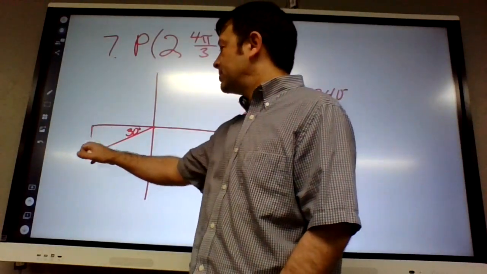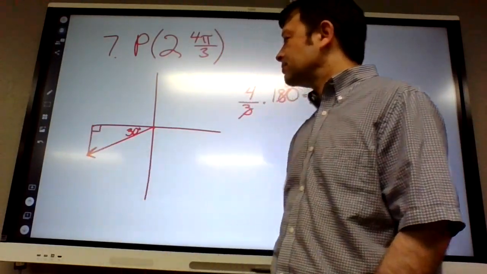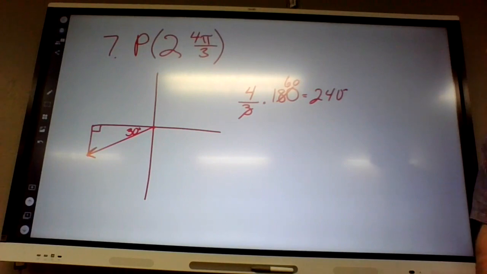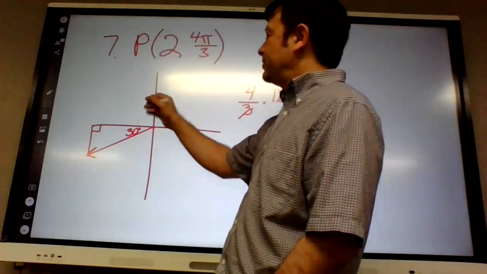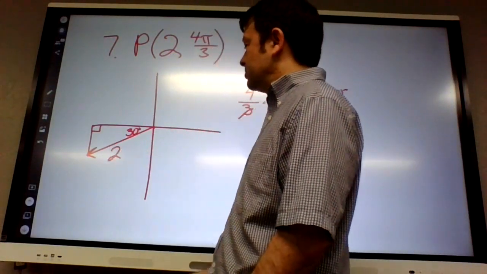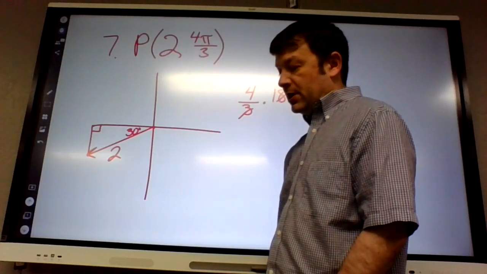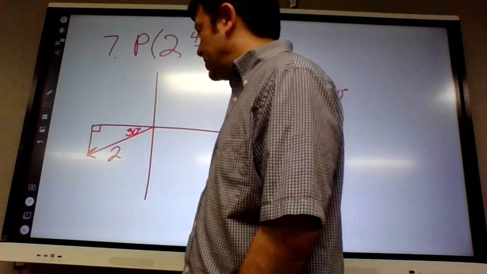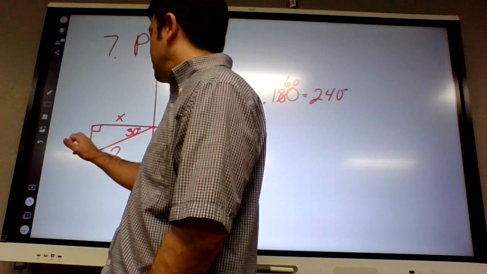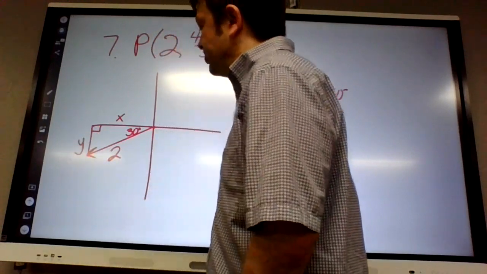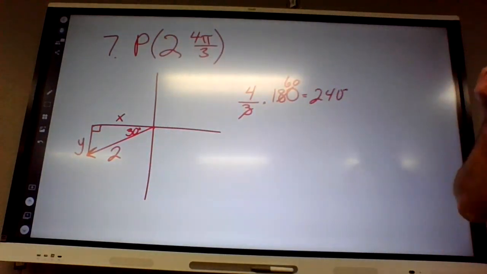240 would be 30 degrees short of 270. So if we make this a right triangle, you get a 30-degree angle. The length of the vector is 2. And we were supposed to find the x and the y coordinates to put it in component form. What are the x and y coordinates of that vector?